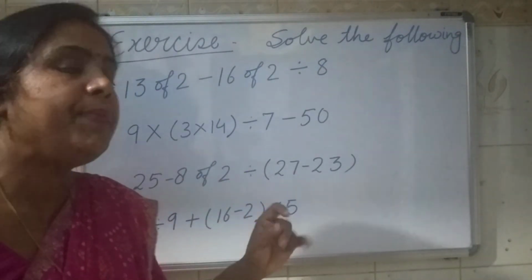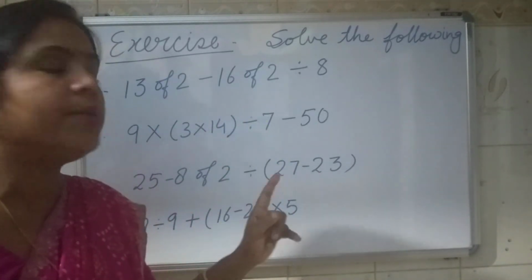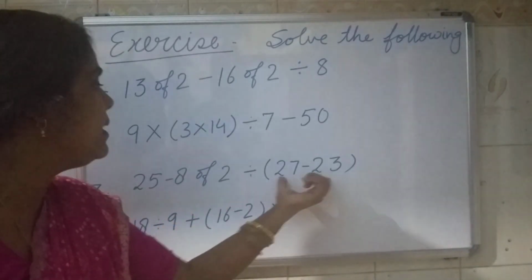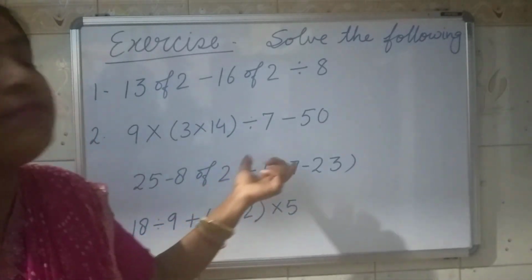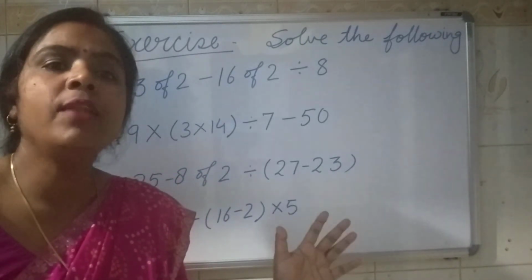Children, again I am repeating, please don't do it like this. You have to follow the BODMAS. So in this question, first you have to solve the bracket, then we have to solve the of, then we have to divide, and then we have to subtract. So just solve it, enjoy it.